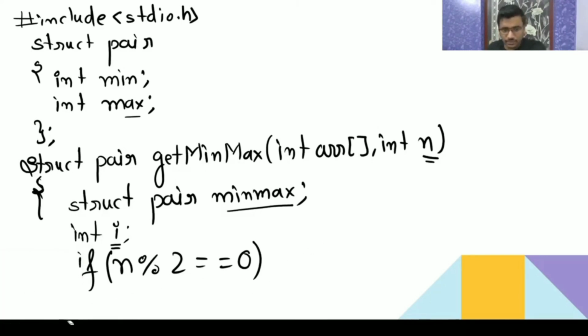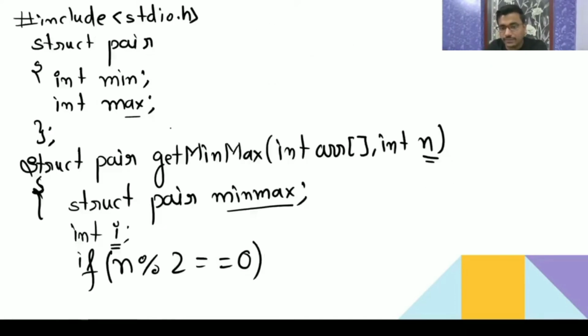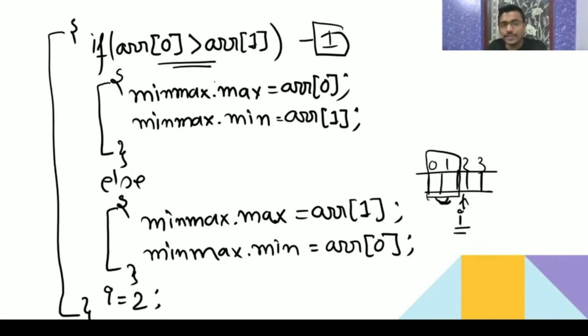When n mod 2 is equal to 0, this condition gets satisfied, only then can we say that it is even, and then you will go here. So this comparison is one comparison. We have seen odd; if it is even, when can we say that? When n mod 2 is equal to 0. So when it is even, you are doing this one comparison, because between the first two elements you need to find which is max and min.